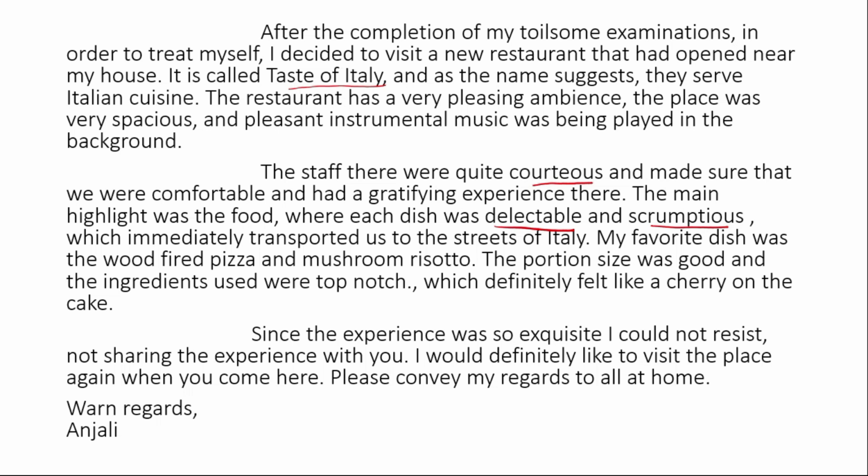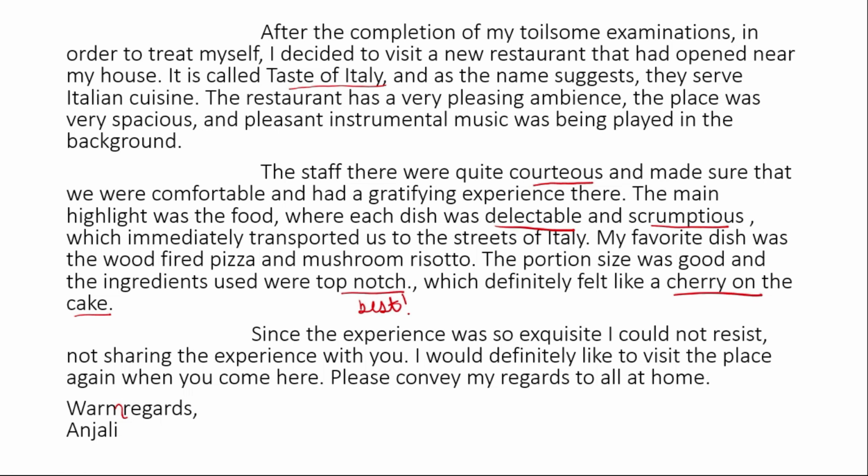My favorite dish was the wood-fired pizza and mushroom risotto. The portion size was good and the ingredients used were top-notch. Top-notch means ekdam best. Which definitely felt like a cherry on the cake. So cherry on the cake is an idiom which says Sone pe suhaga. Since the experience was so exquisite, I could not resist sharing the experience with you. I would definitely like to visit the place again when you come here. Please convey my regards to all at home. Warm regards, Anjali.